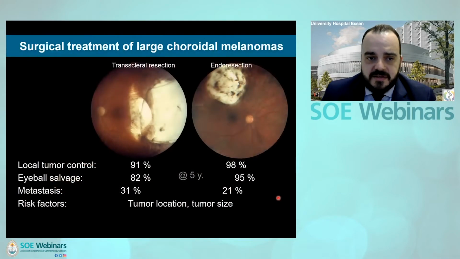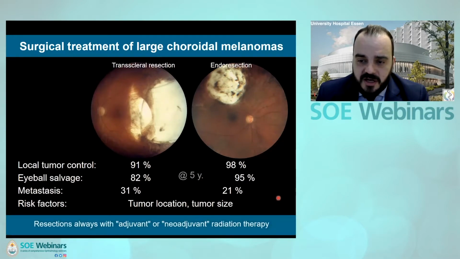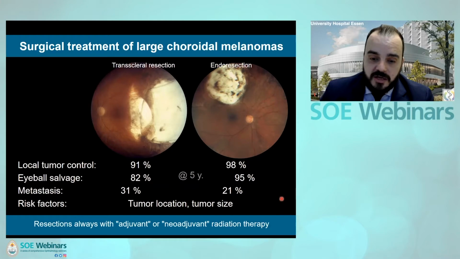To summarize, surgical resections, either the transscleral resection or the endoresection, offer very good local tumor control rates, as well as very high eyeball salvage rates. We should never forget that these tumors are very large, and the only other treatment would be removal of the eye. So we save the eyes in 80 to 95%.